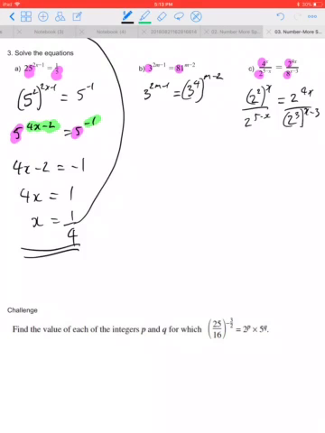If you substitute back in here, 2 times 1/4 is 1/2. 1/2 minus 1 is negative 1/2. 25 to the negative 1/2. Yeah, of course, it's 1 over the square root of 25, which was 1/5. So it kind of fits at the end, and you can check.